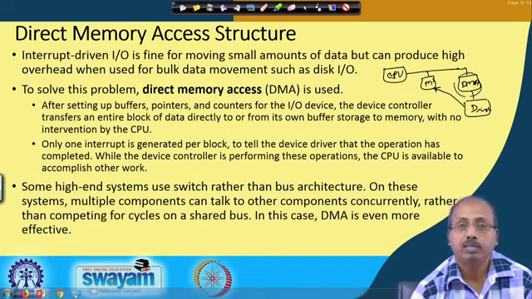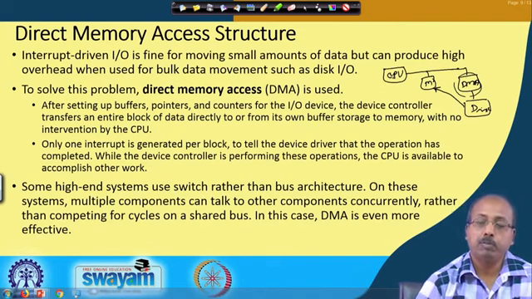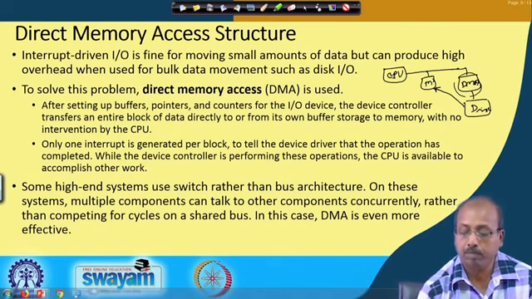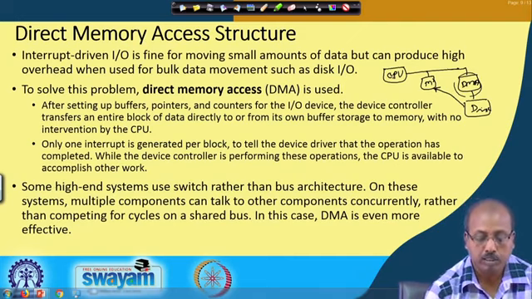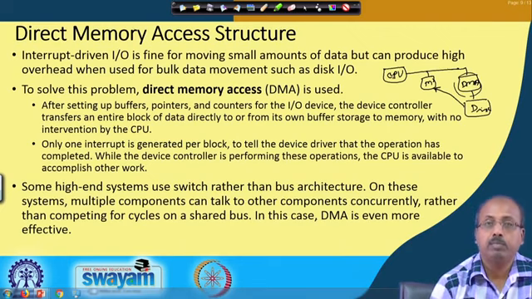That way the CPU can do multiprogramming, and the number of jobs completed per unit time can be improved, that is, the throughput of the system can be improved a lot. So, this is how direct memory access is going to help.